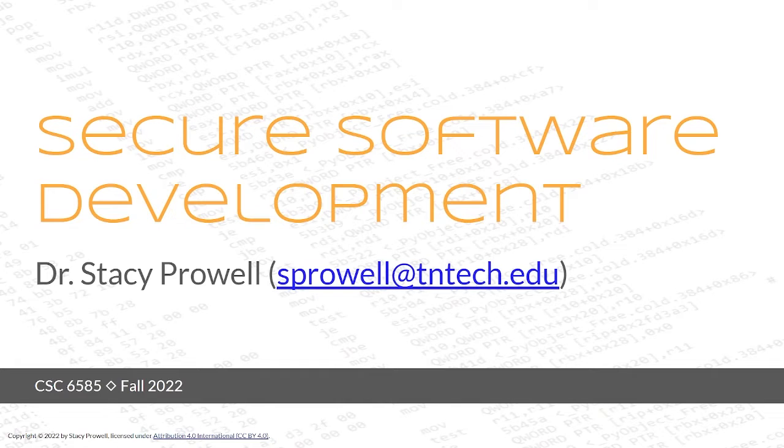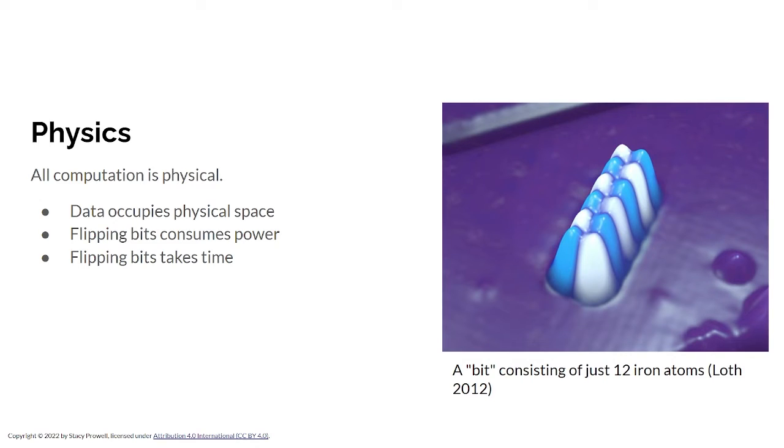So let's begin like we always do with physics. So all computation is physical, right? I mean, bits take up space, they require time to change, they require energy to change. So all of that means that bits are physical things. On the right there you see a scanning electron microscope colorized image of a bit, in this case 12 iron atoms.